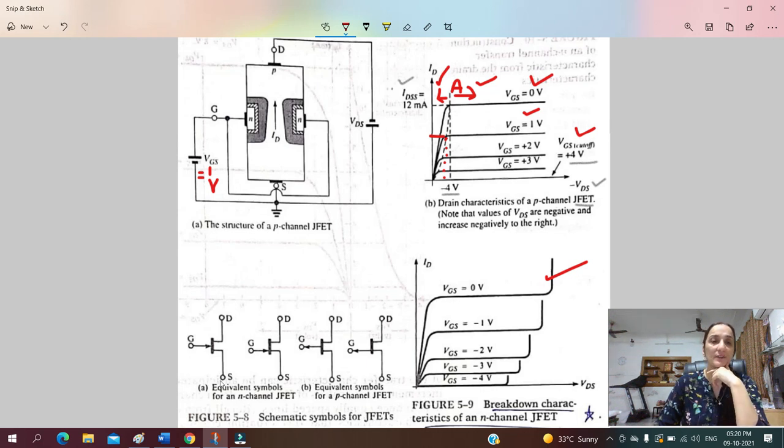These are the symbols of N channel JFET and P channel JFET. The arrow is marked on the gate terminal. The solid bar represents that a depletion region exists between the two junctions.